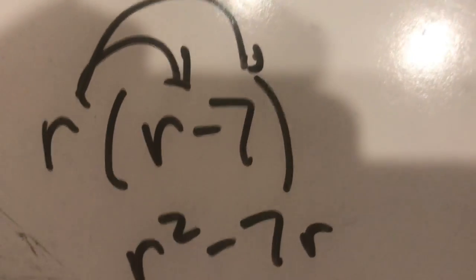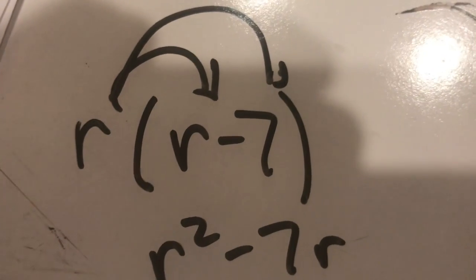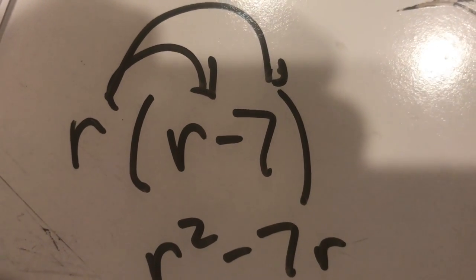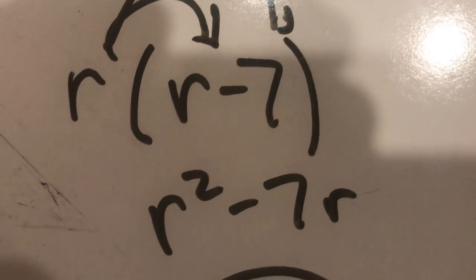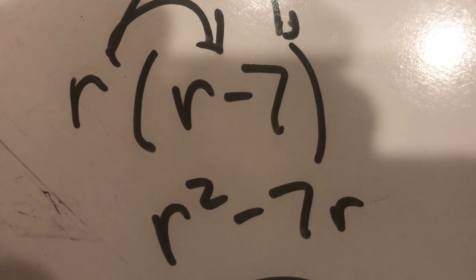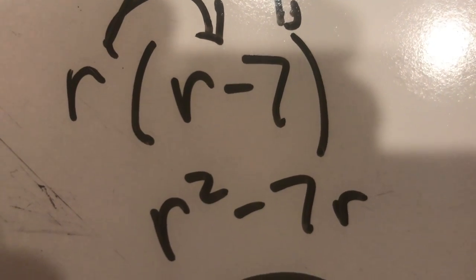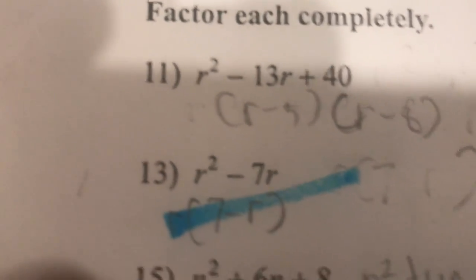So this was our answer for the last problem. It was r times r minus 7. And when I distribute that r in, I get r times r, which is r squared, and then r times negative 7, which is negative 7r. That tells us what our original problem was.